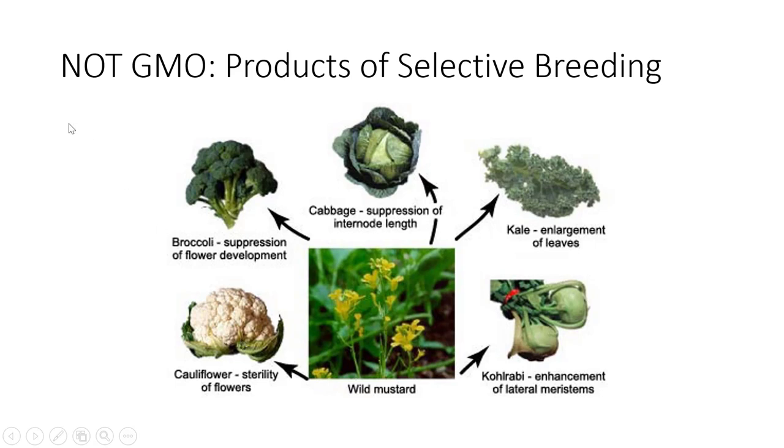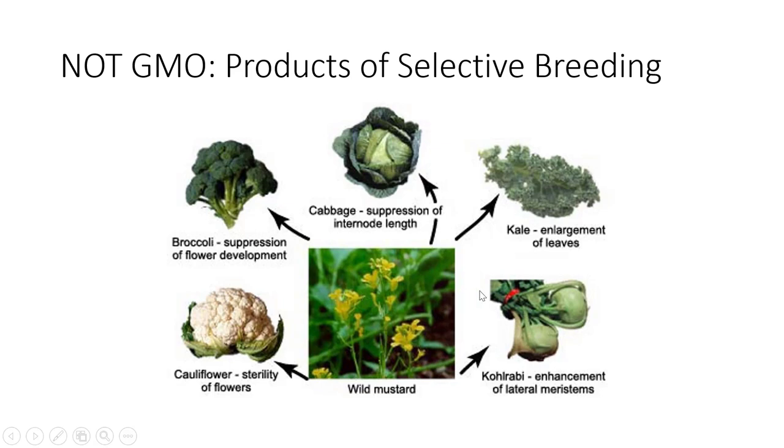So again, this is not GMO. Just to be clear, this is not GMO. This is the product of selective breeding. This is what people are talking about when they say natural farming. So the natural farming process is really not natural either, because that's not nature letting nature run its course, where everything would just be fields of wild mustard.